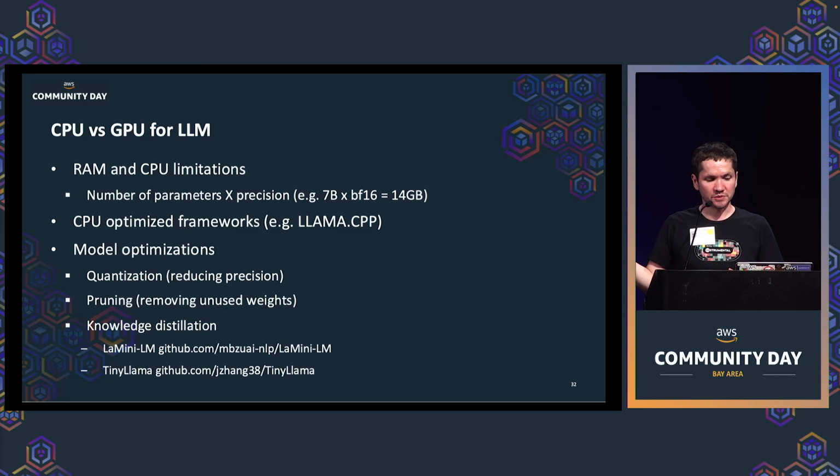Some frameworks are optimized for CPU, like Llama CPP. And certain model optimizations which can be applied are quantization, reducing precision. So it reduces size and improves speed. Also, you have a bit degraded performance. Then there's pruning and knowledge distillation, where folks use the large model to train a smaller model.